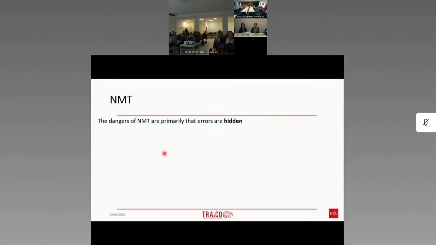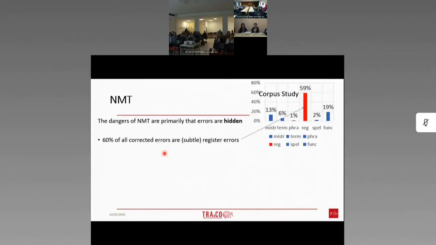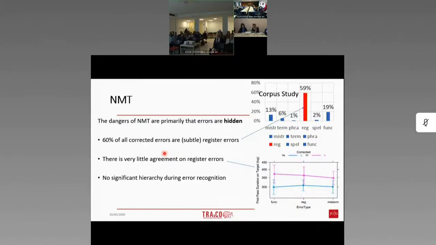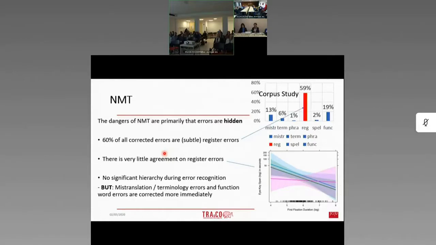Yes, so the dangers of NMT are primarily that errors are hidden, and that is why we chose these rather subtle errors and not the obvious ones. 60% of all the corrected errors in our corpus analysis are subtle register errors. And there's very little agreement on these errors. Only 18% of those errors that were introduced were actually corrected. And there's no significant hierarchy during error recognition, apart from that effect on the I-key span.